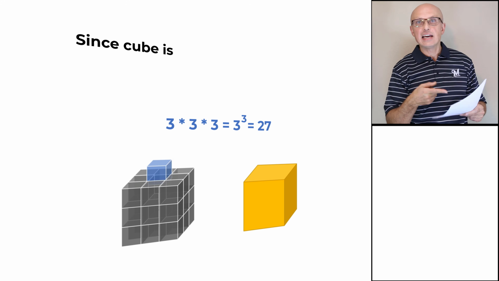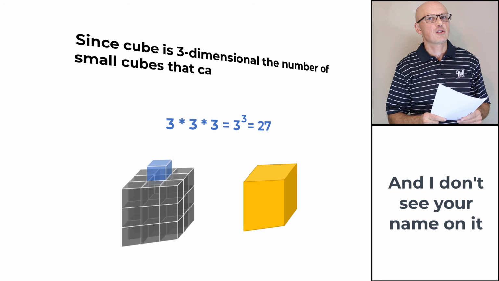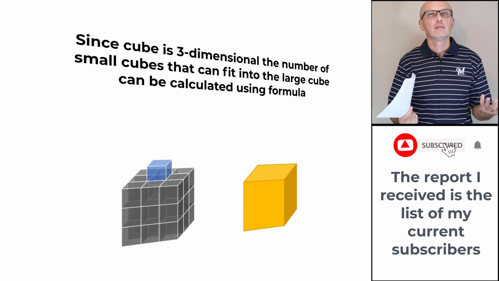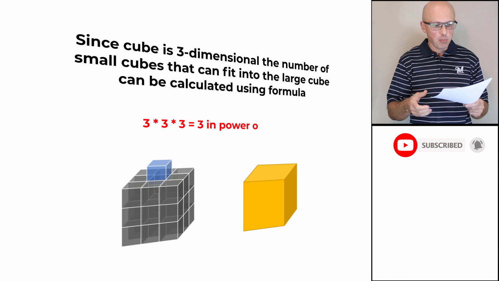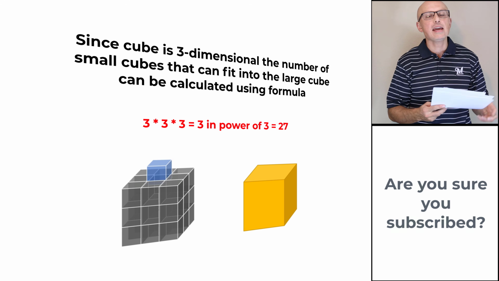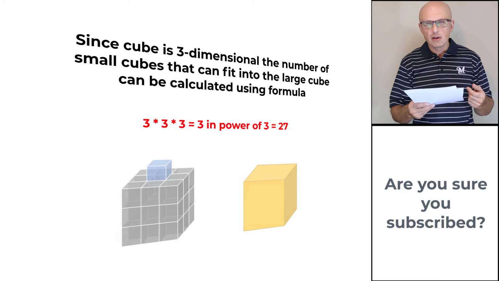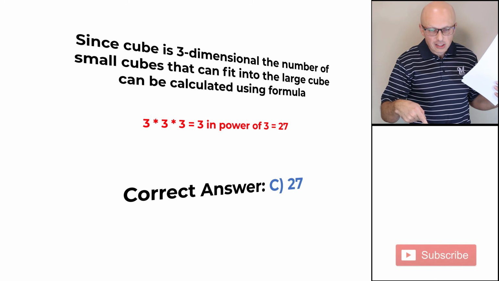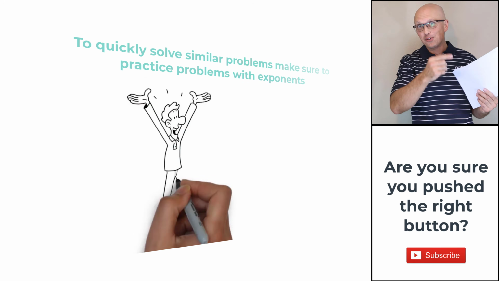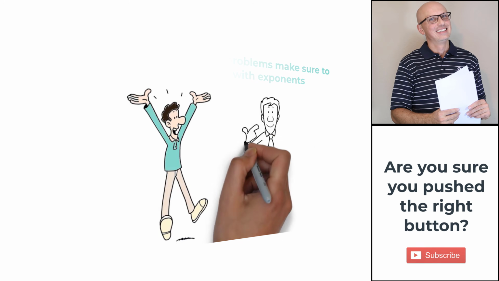Since cube is 3-dimensional, the number of small cubes that can fit into the large cube can be calculated using the formula 3 multiplied by 3 multiplied by 3 equals 3 cube equals 27. So the correct choice here is choice C, 27. Hopefully you've nailed this question and now know how to answer similar problems on the test.